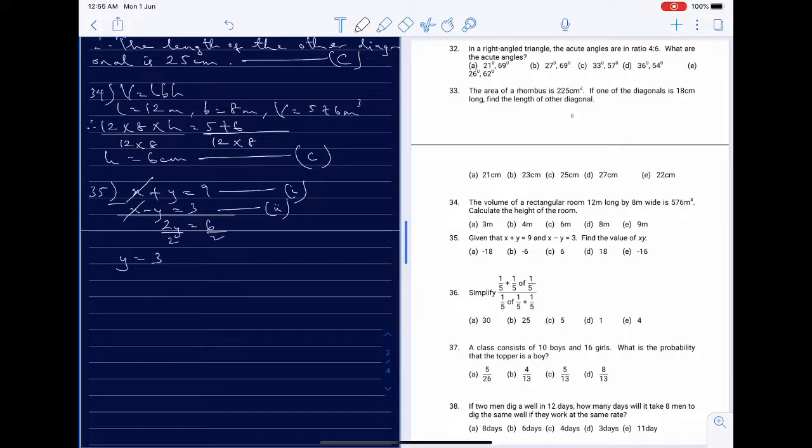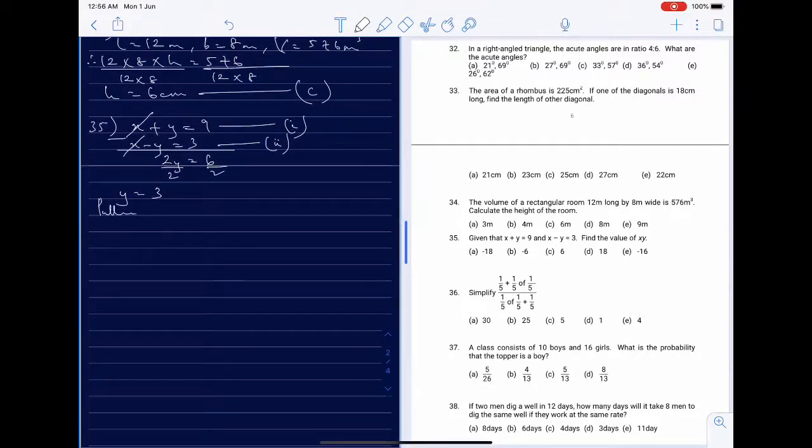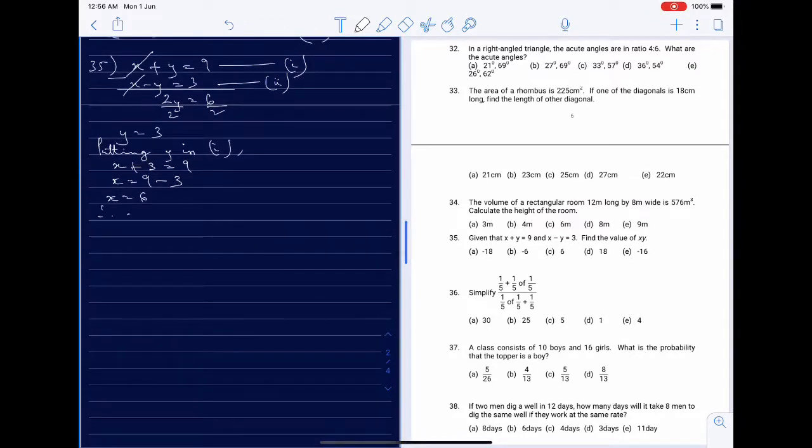y equals 3. Now I can put y in equation 1. Wherever I see y in equation 1, I'll write 3. That means x plus y, which is x plus 3, equals 9, because y is 3. That means x equals 9 minus 3, which means x equals 6. Therefore, xy means 3 times 6, which is 18.